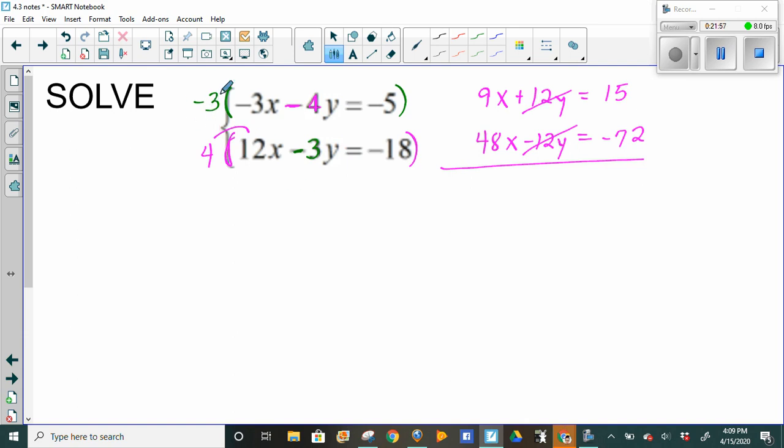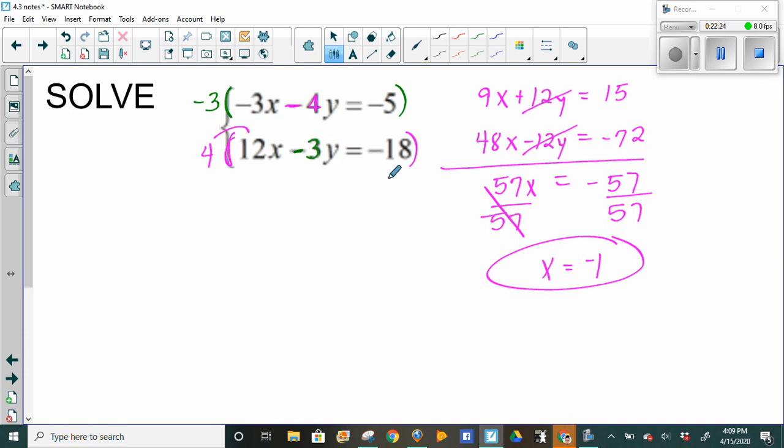So now you see how I got those to cancel out by doing that. Sometimes you'll multiply by opposite numbers. Sometimes you'll multiply by a negative opposite number, whatever. So we've got 48 plus 9, so this is 57x. And then we have 15 minus 72, which is -57. And then we'll divide by this 57 to make these cancel out. X is -1, okay?